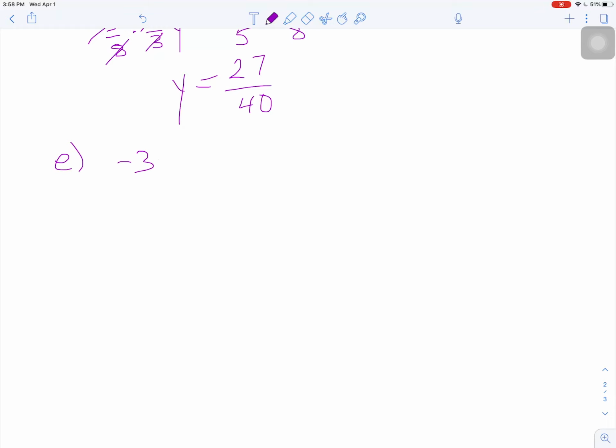We have negative 3x. Now this is a different one. We're talking about negative coefficients here. Negative 3x equals 0.15. Now what we want to do is get rid of the negative 3. So what do we do? We divide this one by negative 3, and we divide this one by negative 3. Okay, by dividing by negative 3, this cancels this out.